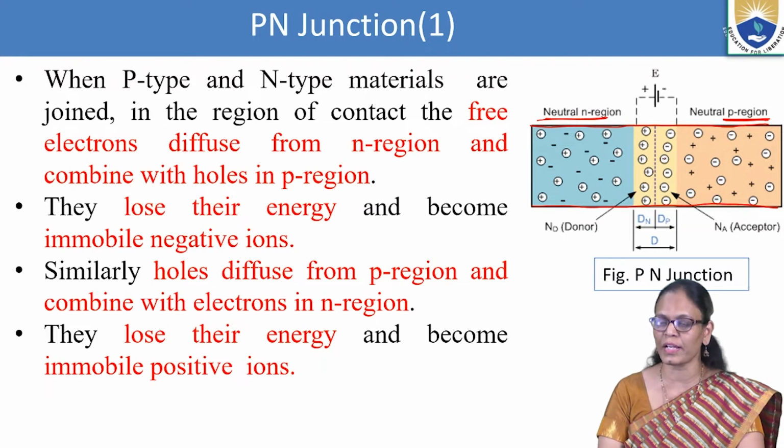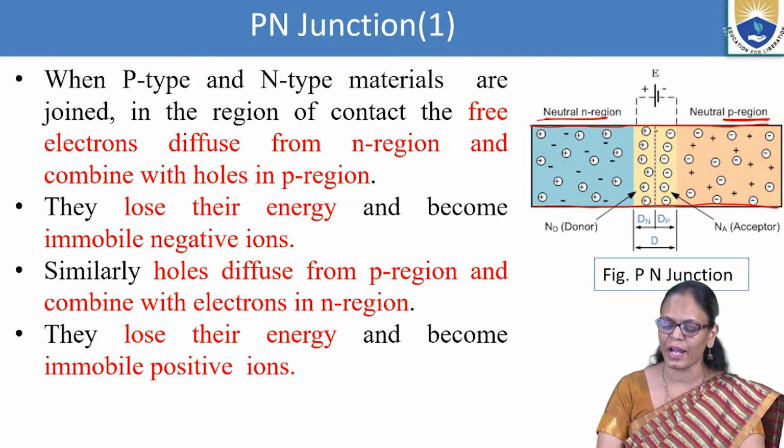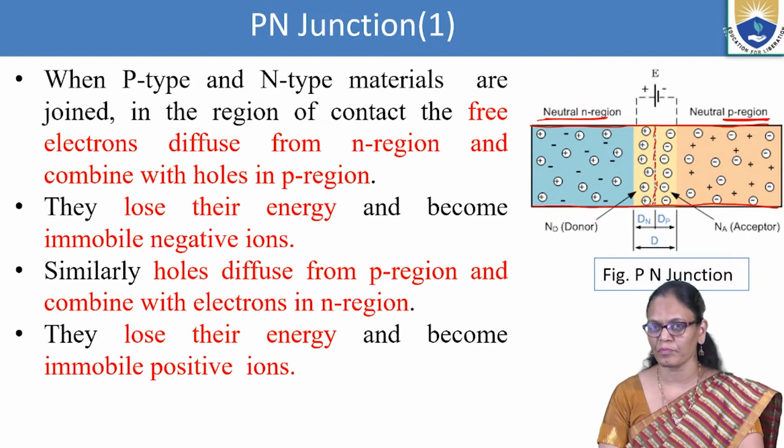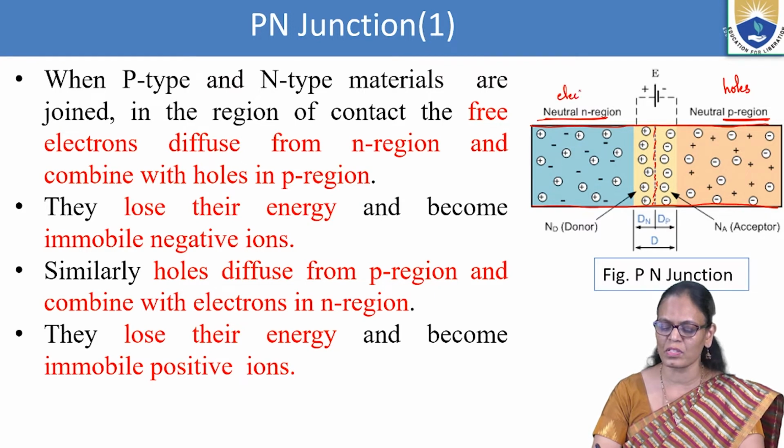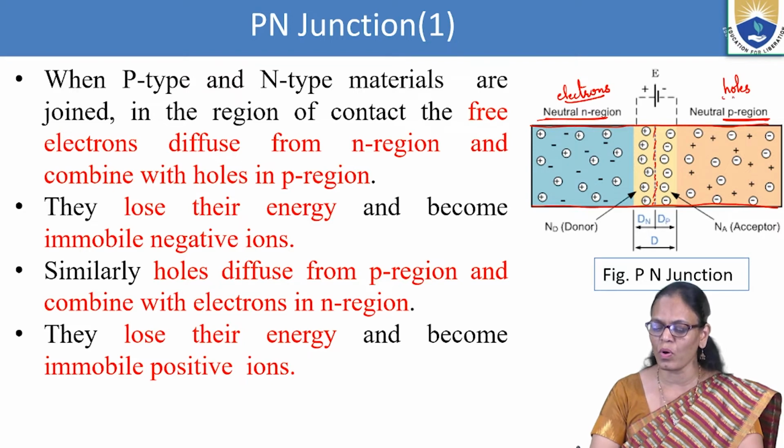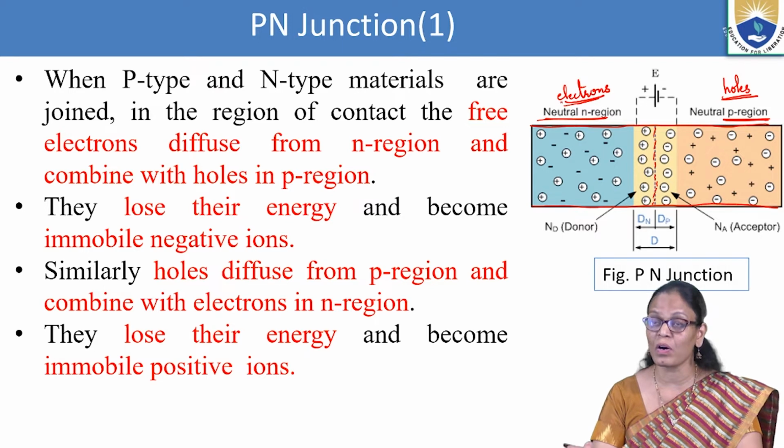When they are brought together, the atoms of the P side will combine with the atoms of the N side, and then we will have this junction, and we call it the PN junction. Now we know that in the P region, holes are the majority carriers, and in the N region, electrons are the majority carriers.